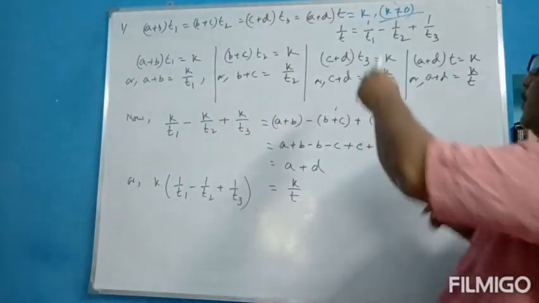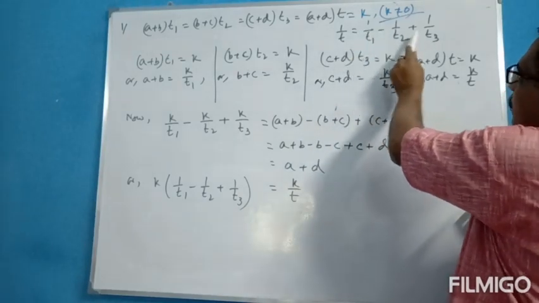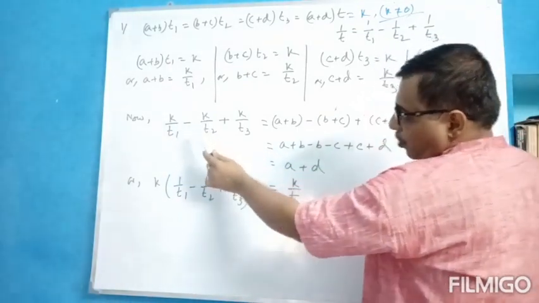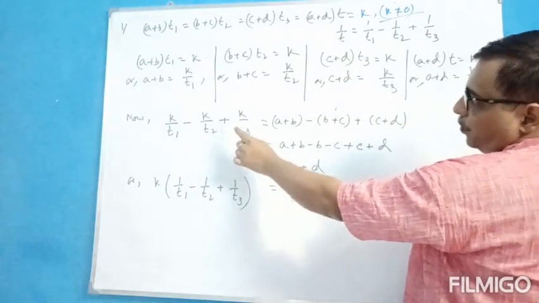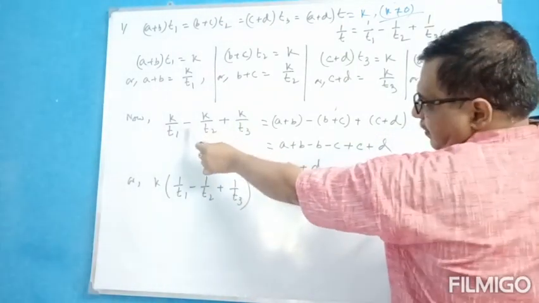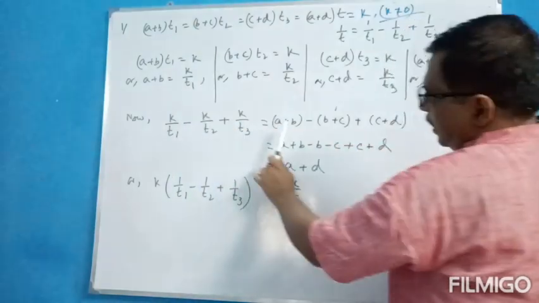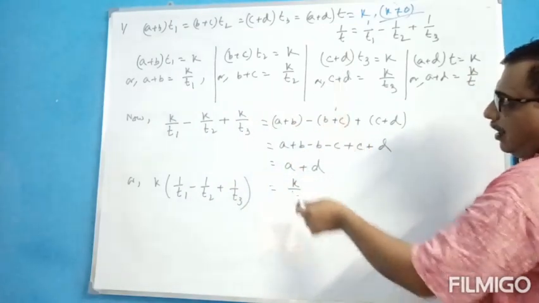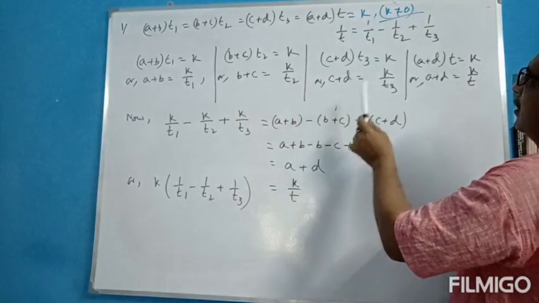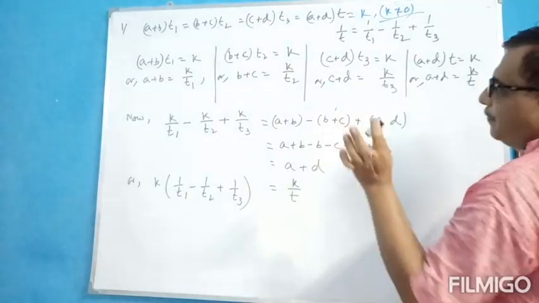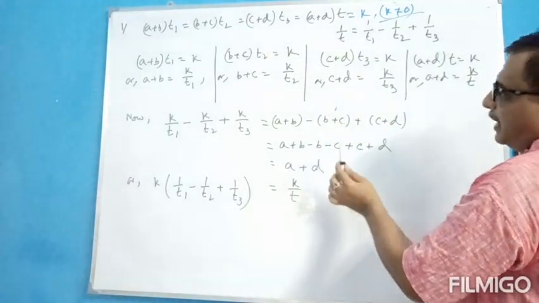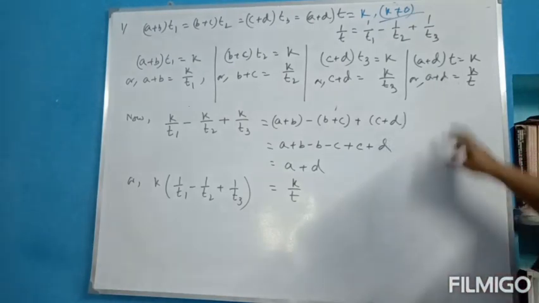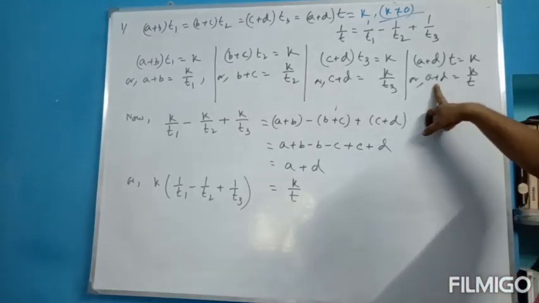Now we have to prove the right hand side, 1 by t1 minus 1 by t2 plus 1 by t3. First we find k by t1 minus k by t2 plus k by t3. Just put the values: k by t1 is a plus b, minus k by t2 is b plus c, and plus k by t3 is c plus d. After simplification, plus b minus b cancels out, plus c minus c cancels out, and we get only a plus d. But a plus d is equal to how much? From our data, a plus d is equal to k by t.